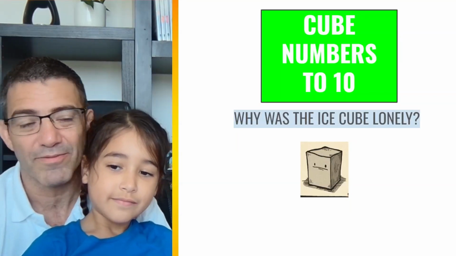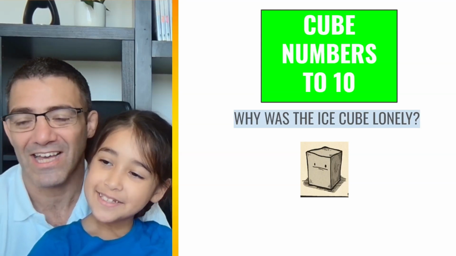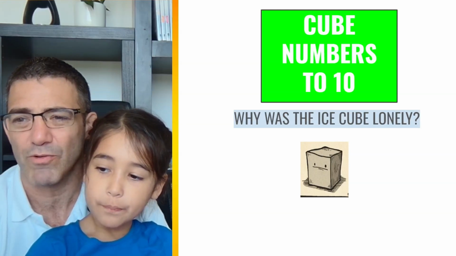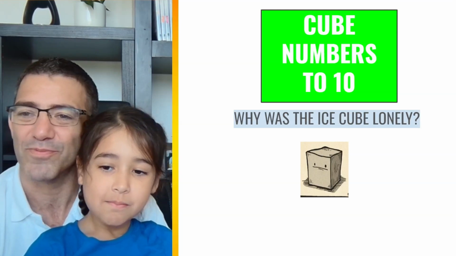Today we're here with... Me! And who are you? Aiyana. Aiyana is my daughter. She's 7 years old, going to be 8 years old soon. And today we're reviewing cube numbers. Are you ready? Cool. Let's go.